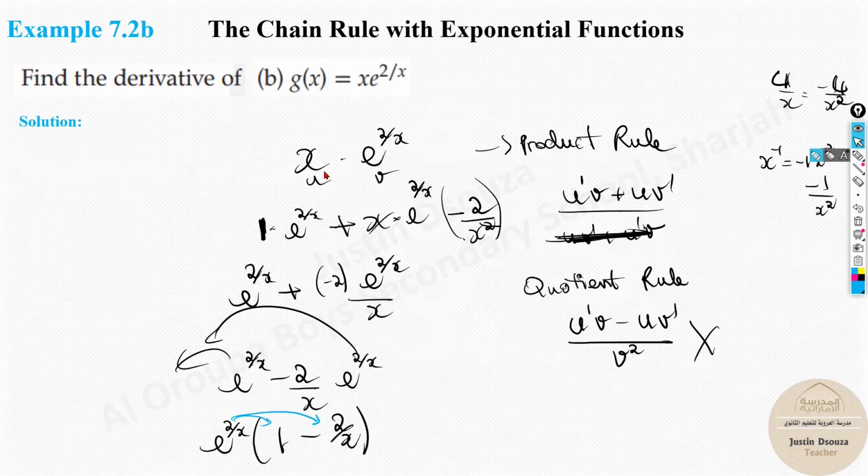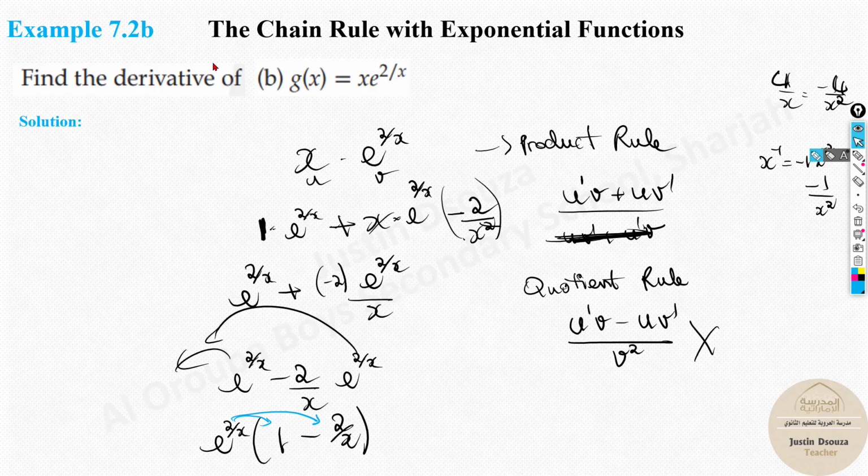Here we are using the product rule: uv, u dash v plus u v dash. Derive the first term, it will be 1, the second term remains, plus the first term remains, and the derivative of this is e to the power 2 by x, and this becomes negative 2 by x squared. And then this remains over here, this will be minus 2 e to the power 2 by x, and we can even further simplify. This is the answer basically, this is fine.